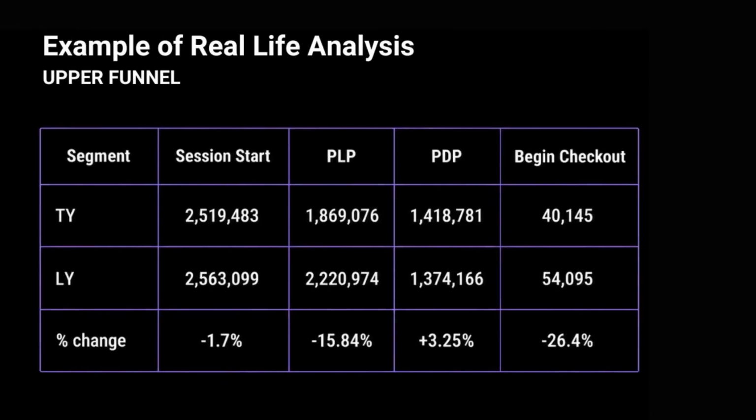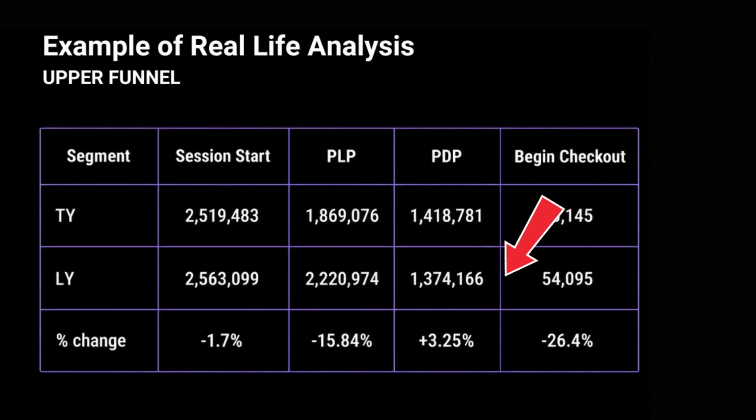Now let's get our hands dirty and go through a real life example. Looking at the following table, we've got session starts, which are down by 1.7% year over year. But, well, that could be seasonal. It could be a shift in organic traffic, for example. But then PLP is down nearly by 16%, while PDP is actually up 3.25%.